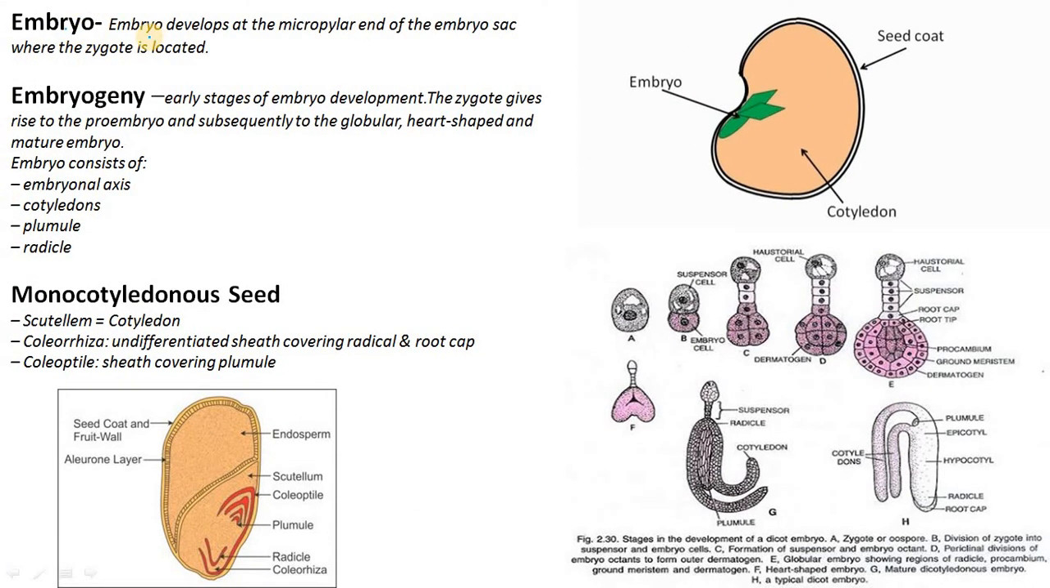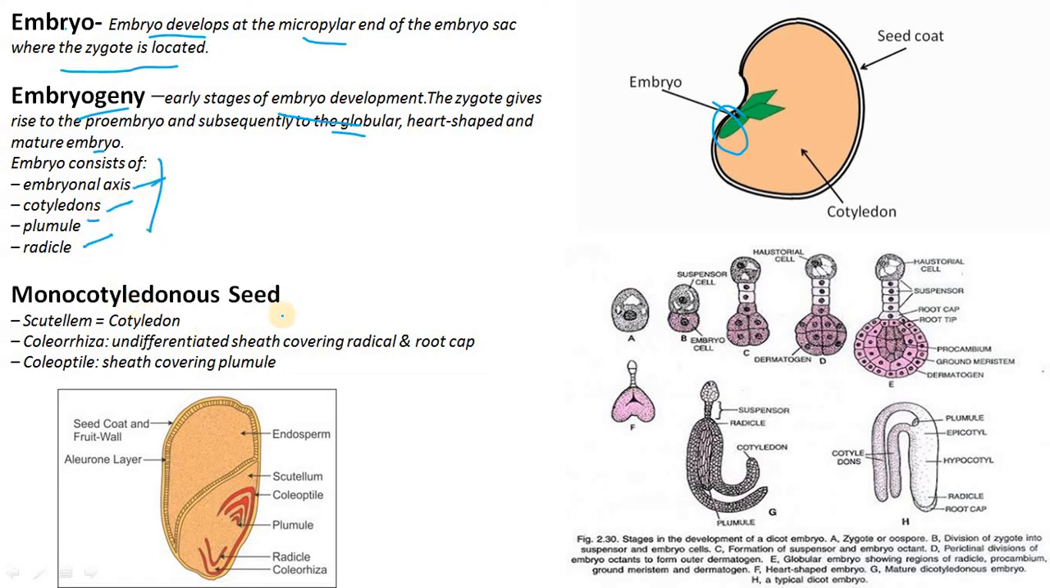Now what is the embryo? The embryo develops at the micropylar end of the embryo sac where the zygote is located. Here, the embryogeny, the early stages of embryo development: the zygote gives rise to the proembryo and subsequently to the globular, heart-shaped and mature embryo. The embryo consists of the following parts: embryonal axis, cotyledon, plumule and radicle.